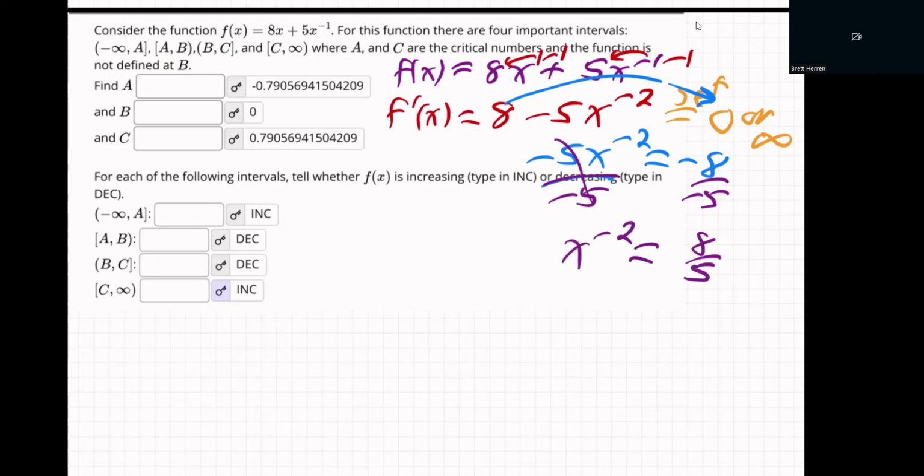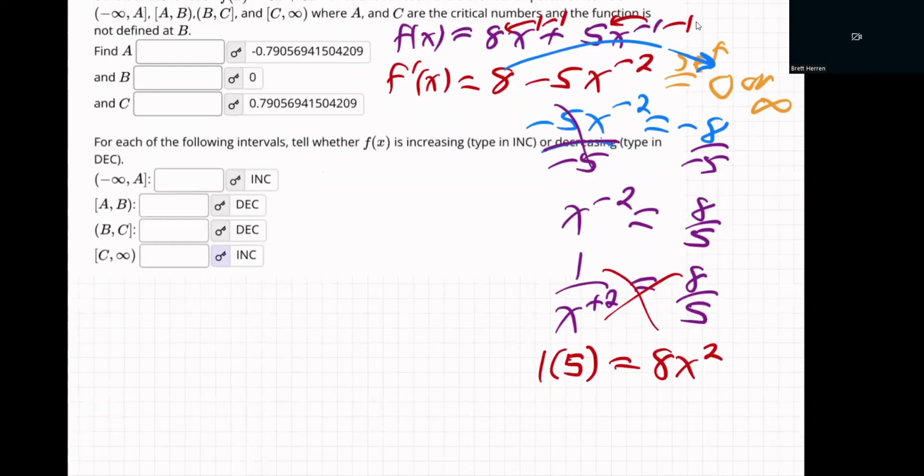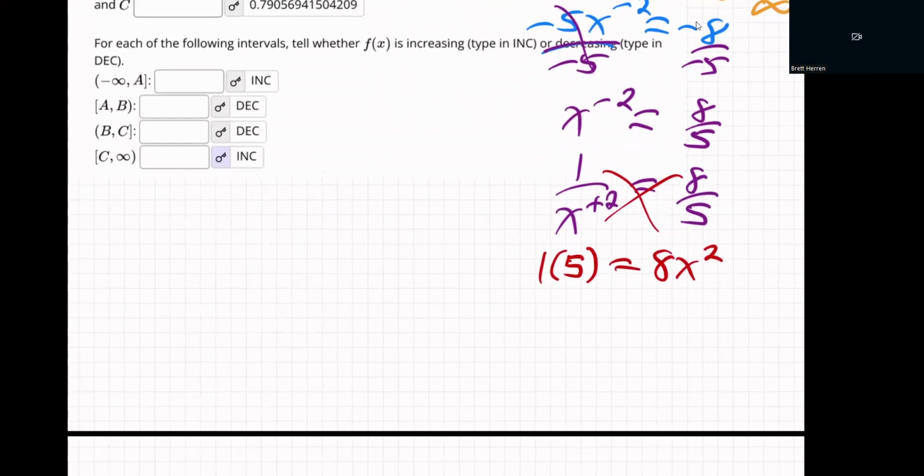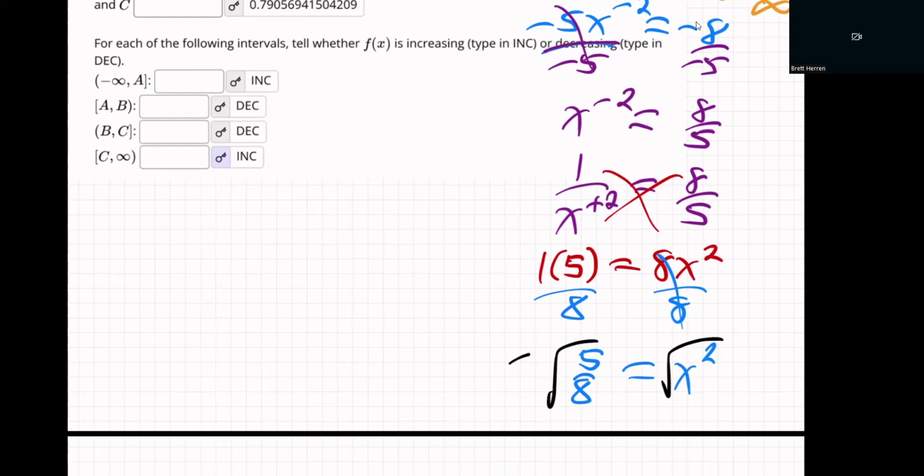What do we do with that? Well, remember that means 1 over x to the positive 2. Remember negative powers jump to the bottom, then become positive. Okay, so how do we solve that? Diagonal, diagonal. 1 times 5 is 8 times x squared. Okay, so then divide both sides by 8. Boom. X squared is 5/8. Last step. We're going to root it. When you put a roof on the house, don't forget up and down the ladder, plus or minus. So there we go. X is plus or minus root of 5/8.